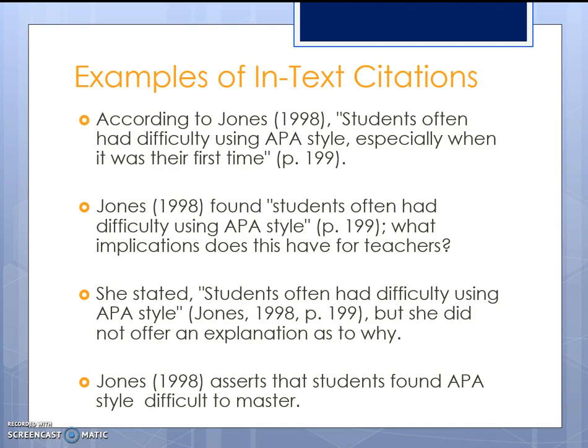Now, one final example here. Jones, 1998, asserts that students found APA style difficult to master. Now, this is not the exact words that Jones used. This is a paraphrase of what Jones said. But because I am still saying that this information came from Jones, that's where I got it from, I need to say Jones and the year, even if I do not say the page number. Remember, the page number is recommended, but not necessarily required for paraphrases.